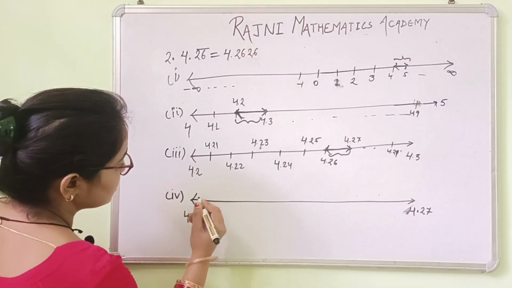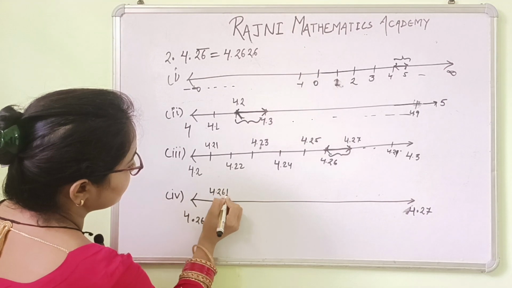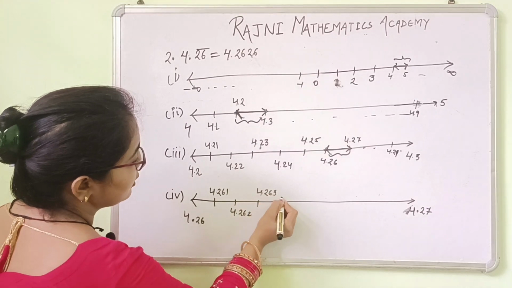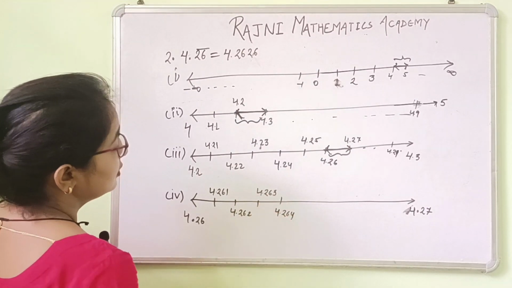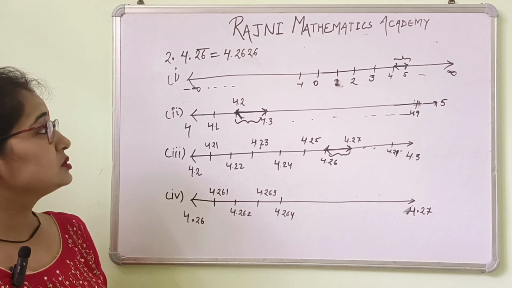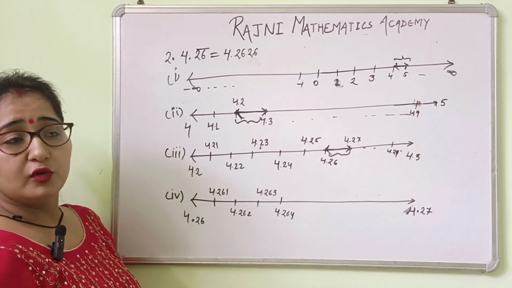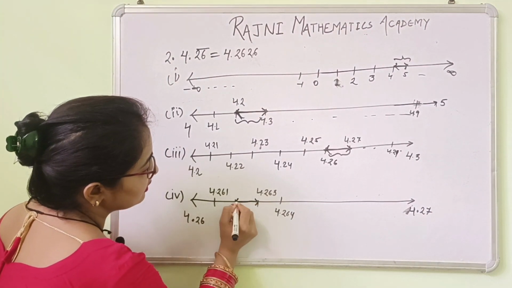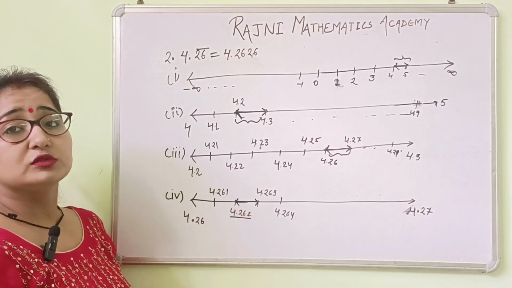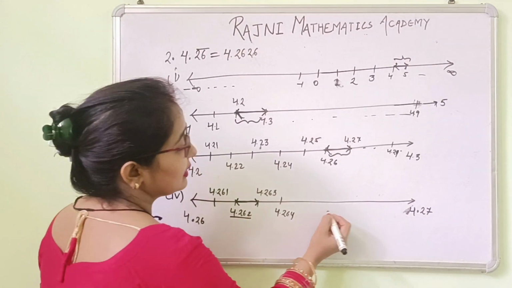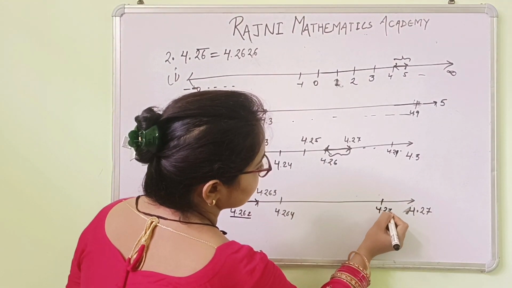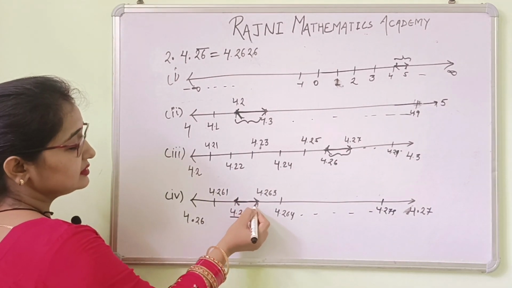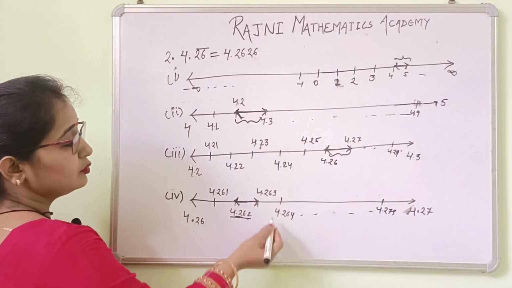Okay. So next point will be 4.261, 4.262, 4.263, 4.264. So number is 4.2626. Number is greater than 4.262. Okay. So number will be somewhere in between 4.262 to 4.263. So we will magnify it. We will now magnify in the next step 4.262 and 4.263.